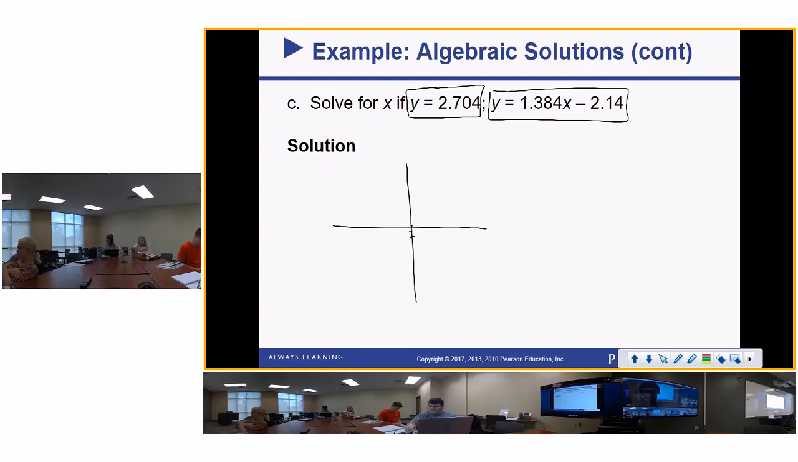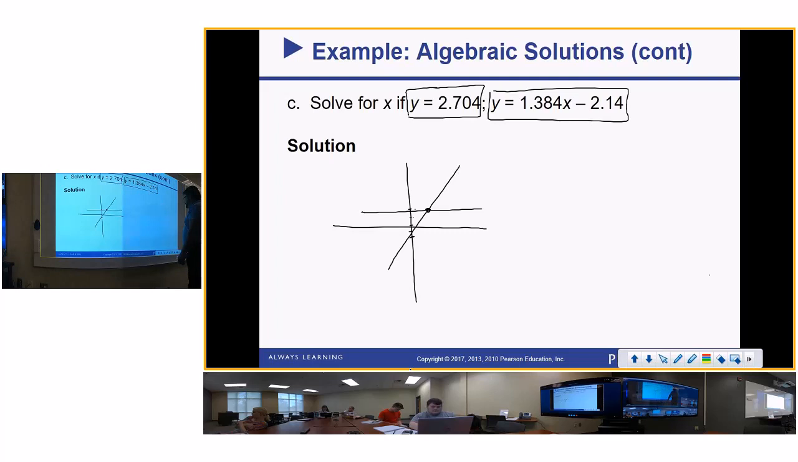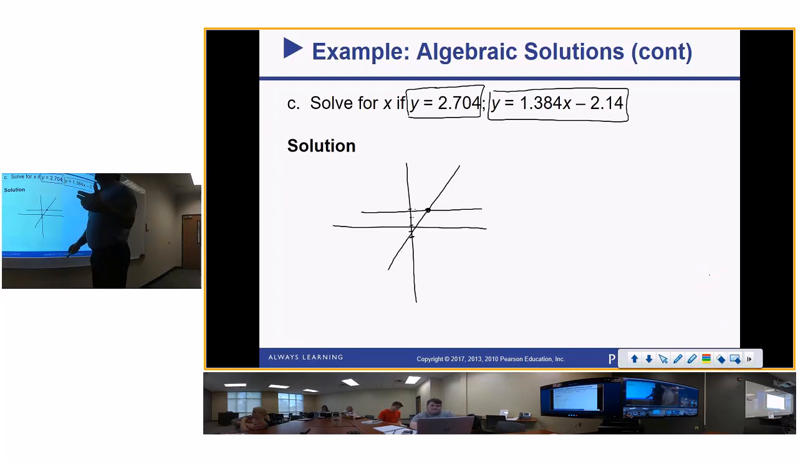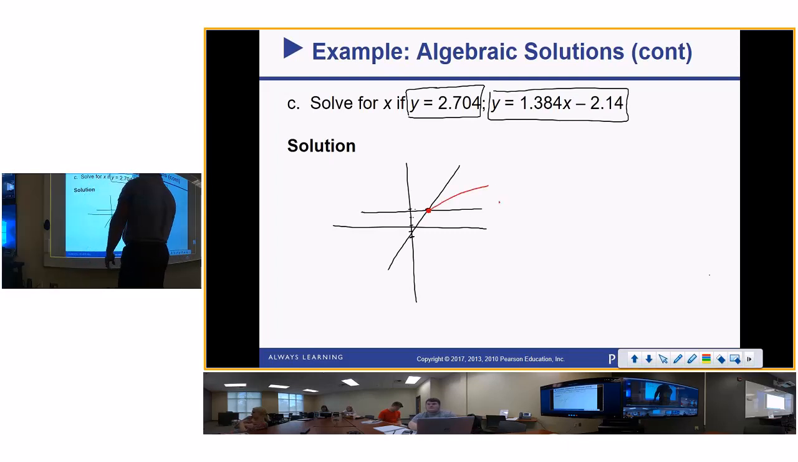1, 2, 3, 4, 1, 2, 3. Positive slope, so that means it's going like that. And then you got y is equal to 2.7, something going across like this. What do those 2 lines do? They intersect. Now write that down, because this is what solving systems of equations do, and we're going to see that in the next coming chapter, or the next coming unit. But this is called intersection.